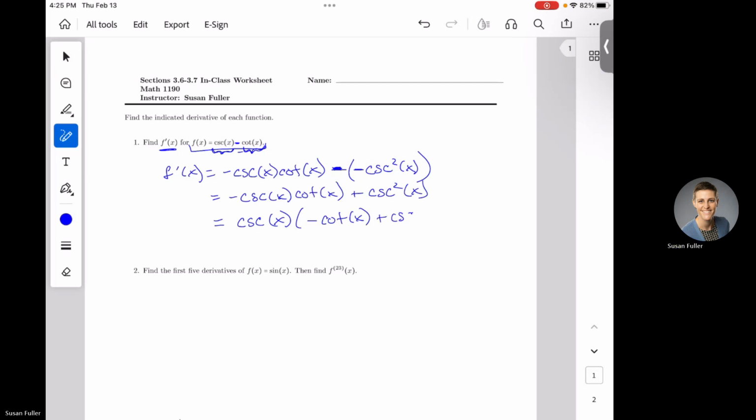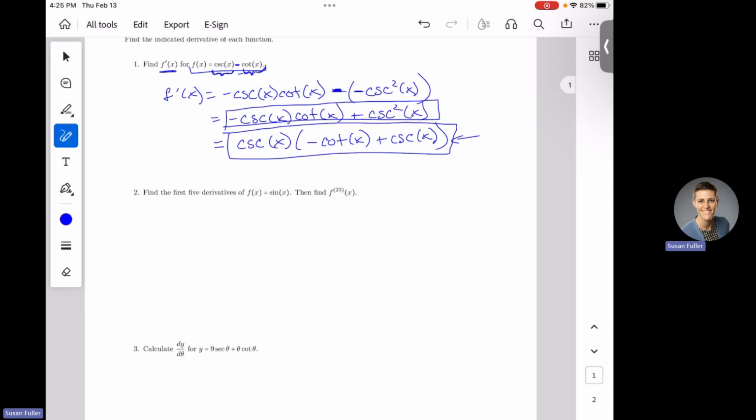So I don't know that this is much better. My brain would just stop here. I like this better than this, but you decide where your brain likes to stop. So that'll just be the answer to this one.